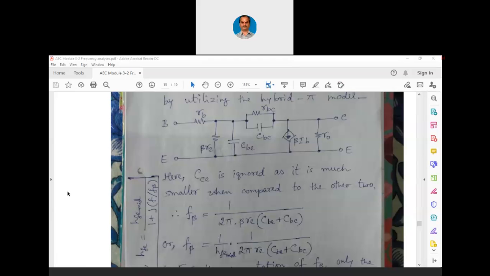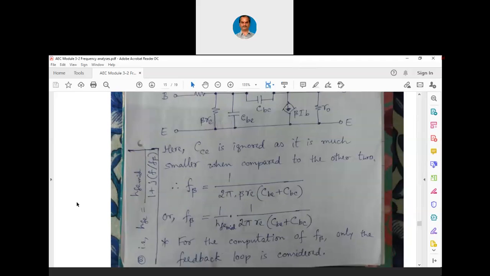So even though we have written the hybrid pi model, that small rb and small rbc, we did not consider here at all. Why? Because we are mostly interested in these three values, beta into re, CBE, CBC. The other two values are not actually going to be so dominant in the computation. So now we have three equations, FHI, FHO and F beta.